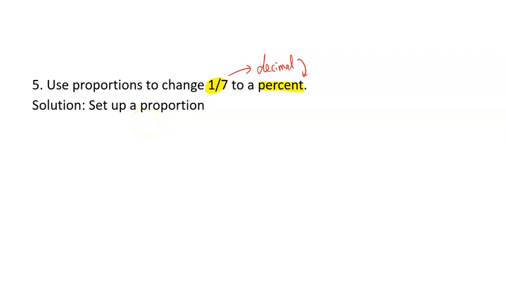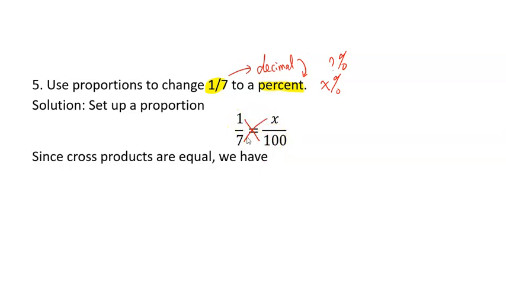If we use a proportion, we set up 1/7, this is the fraction given, equals what percent, because the question is what percent. I use x to represent the question mark, and percent means out of 100, so I turn that into x out of 100. Since this is a proportion, cross products are equal, so I have 1 times 100 equals 7 times x. Now, 1 times 100 is 100.